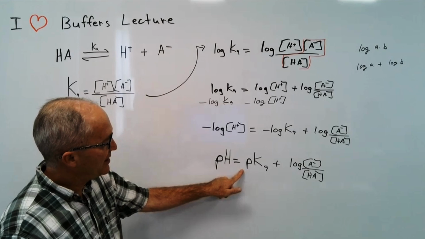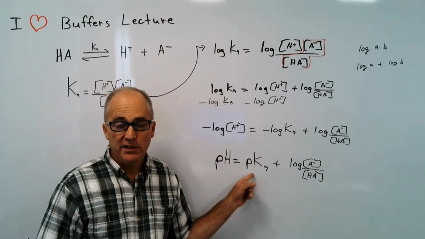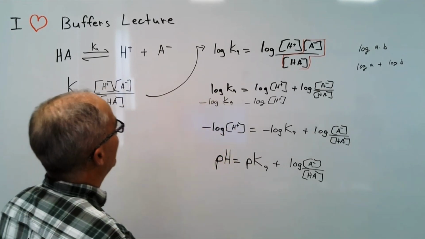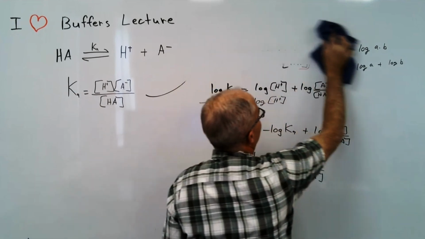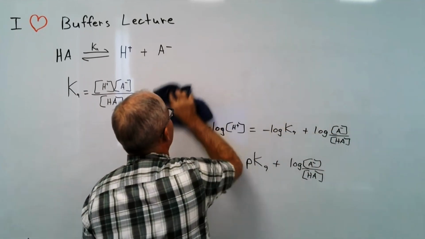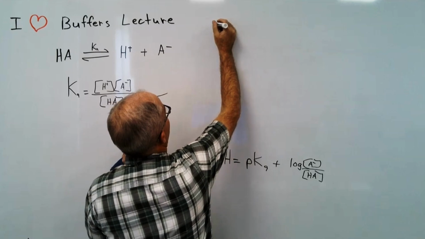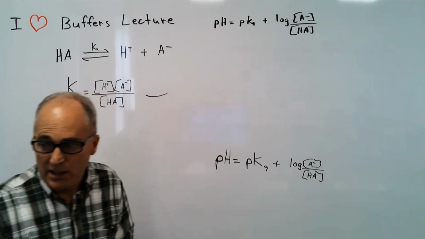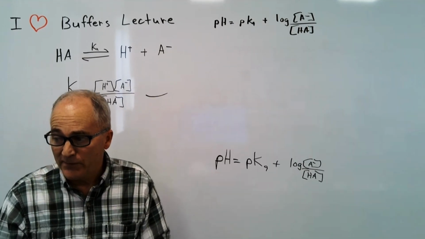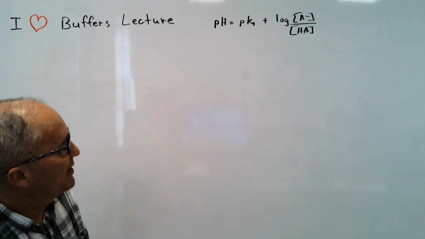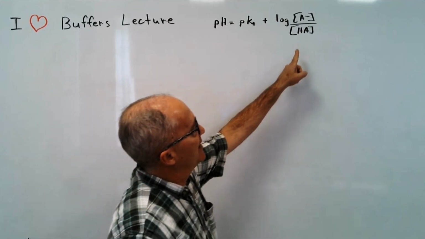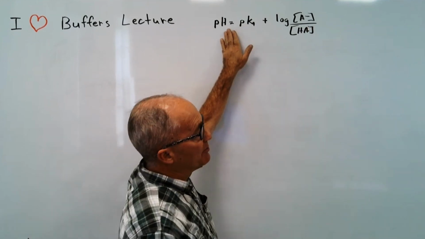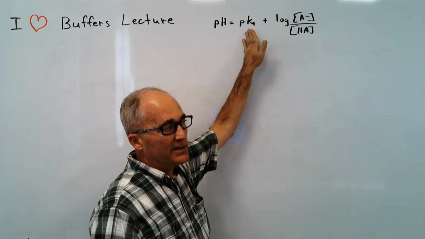And I have this handy-dandy equation right here called the Henderson-Hasselbalch equation, from the guys who came up with it. So now that we've done that, and you see where it comes from, I'm going to put it up here as a heading. And that's kind of our buffer equation. So what is a buffer? A buffer is anytime you have a weak acid and its conjugate base, it's going to try and have a pH around the pKa of that system.